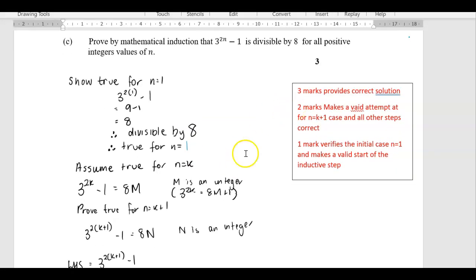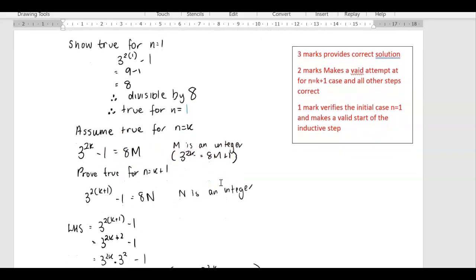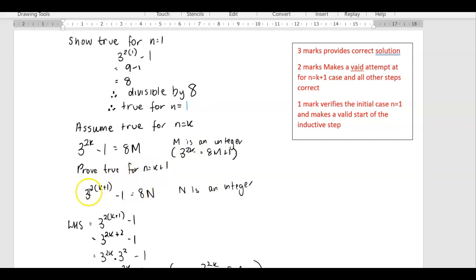The second step is to assume it's true for n equals k. So we want to show that 3 to the 2k minus 1 is equal to 8 times some integer m. You may also want to rearrange that. I've rearranged it to write 3 to the 2k is 8m plus 1. So we're assuming that, and proving it true for n equals k plus 1. So we're proving it true for 3 to the 2 brackets k plus 1 minus 1 is 8 times an integer. I've changed my integer. I'm not too stressed if you make that m because we don't know what that integer is anyway. That's what we want to prove.